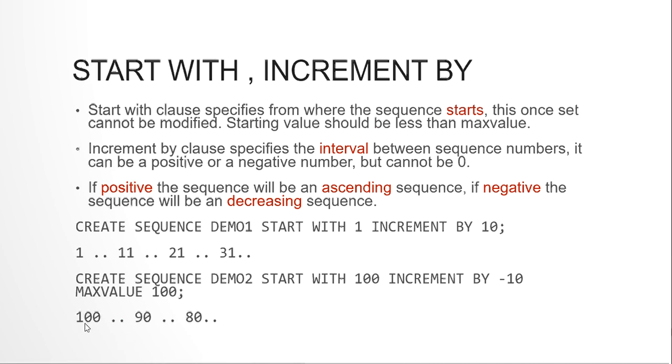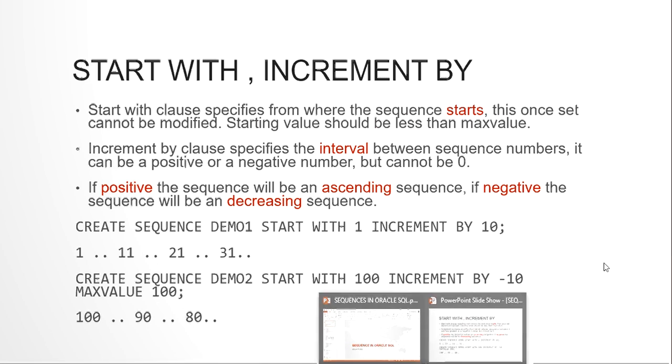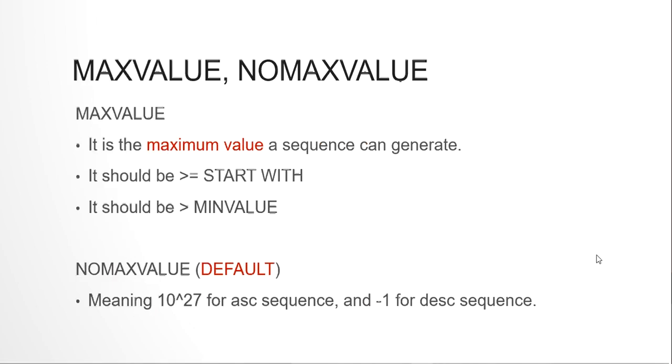Next, suppose you want a decreasing sequence. As I said, create sequence name, start with say 100, and I want to increment by minus 10. So my sequence starts with 100 and then decreases every time by 10. So it goes like 100, 90, 80 and so on.